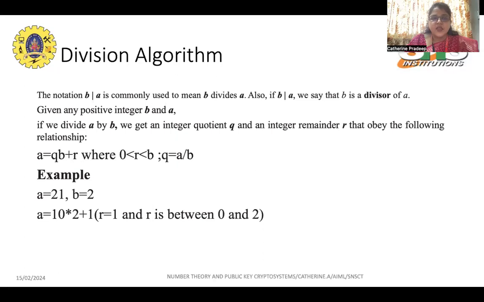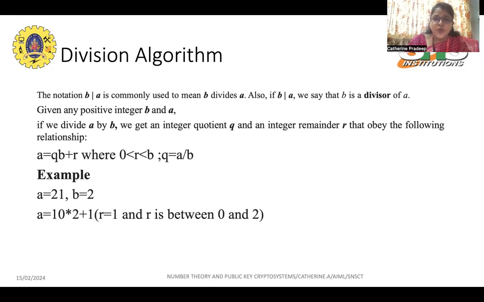Today in our lecture series, we shall see about the division algorithm. Earlier we saw about the linear congruential generator and the Blum Blum Shub generator, that is nothing but the pseudo-random generators. Since this unit is all about number theory and public key cryptosystems, under number theory we should know about the basic division algorithm in order to learn more algorithms in future. So this will be like a basics for all your algorithms.